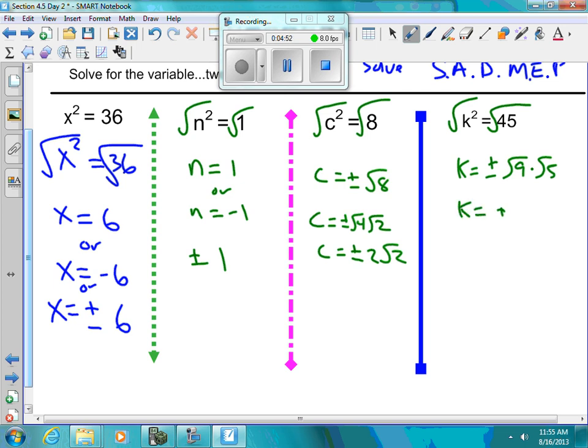So plus or minus 3 square roots of 5. Okay? Like I said, go back, check in your calculator. Graph it, see if it works. Same thing we did for x squared. Okay, if you forgot or need it again, go back and watch what I did. Again, rewind it. Okay?